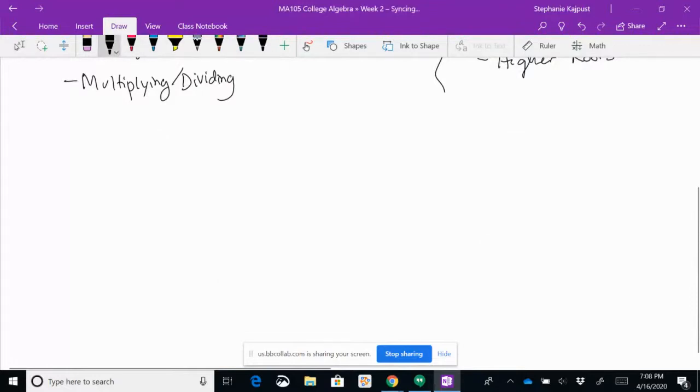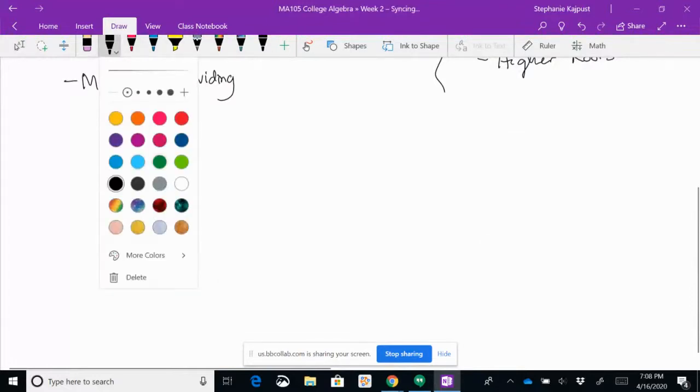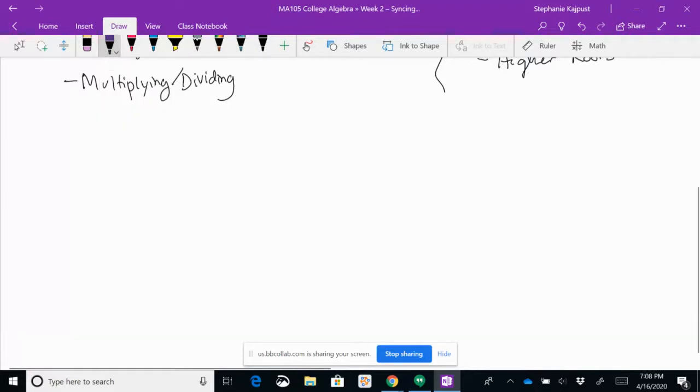Okay, so I will do this in a different color so that it's clear. Okay, so we are going to be looking at rational expressions, multiplying and dividing. Help if I spelled dividing right. Oh, I did. Brain fart there.